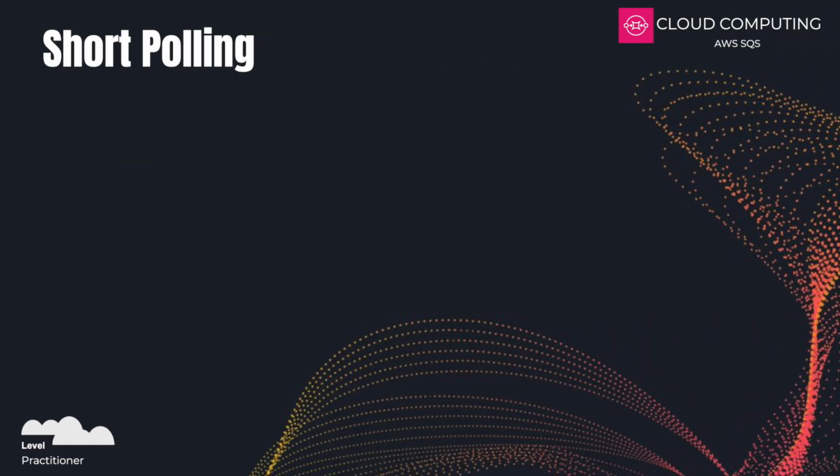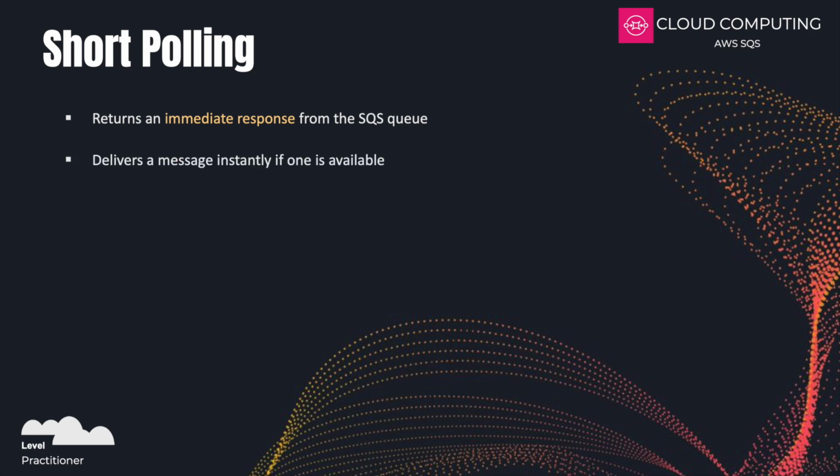Alright, let's uncover short polling. With short polling, every time your application checks the SQS queue, it gets an immediate response back. Think of it like quickly knocking on a door and someone opening it instantly, whether or not they actually have anything for you. If there's a message waiting in the queue, you'll get it right away. But if the queue is empty, you still get a response. Only this time it's an empty one.